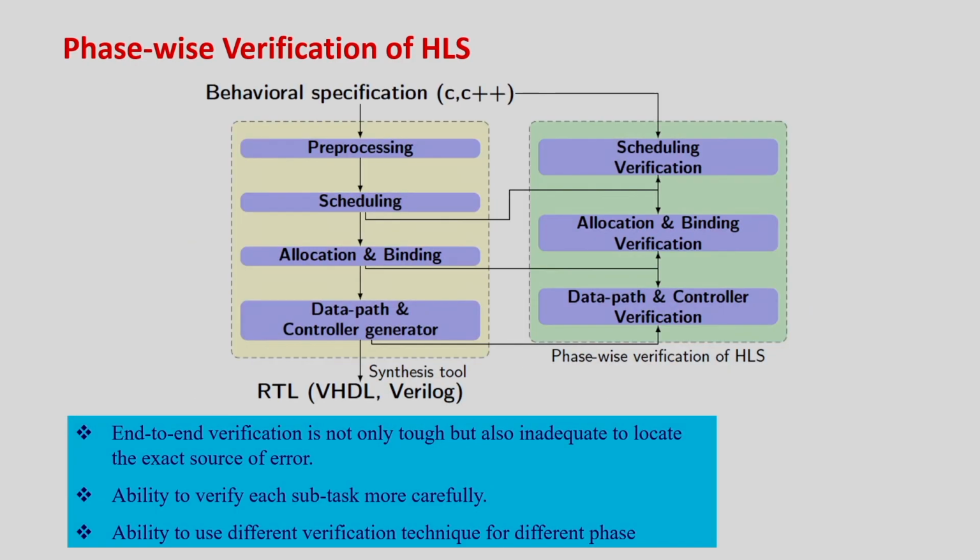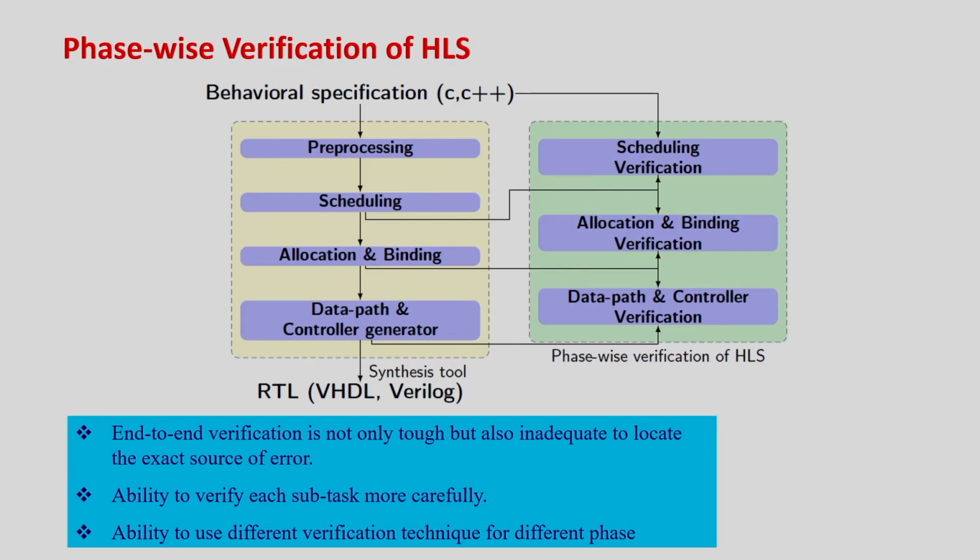And we also argued in the last class that because C and RTL have a lot of semantic gap, they have completely different execution patterns. So, having a direct C to RTL equivalence checking is a very difficult task, right. As a result, most of the common research targets phase wise verification of high level synthesis, in the sense that you verify the scheduling phase, you verify the allocation and binding phase, you verify the data path and control generation phase, right.